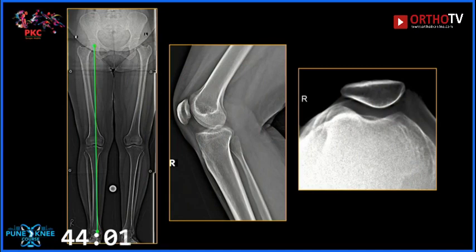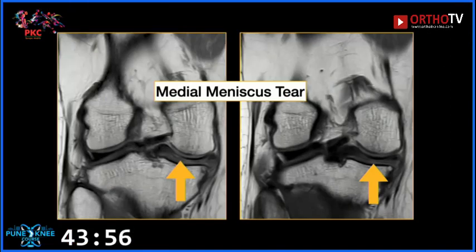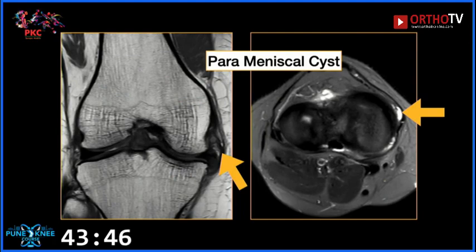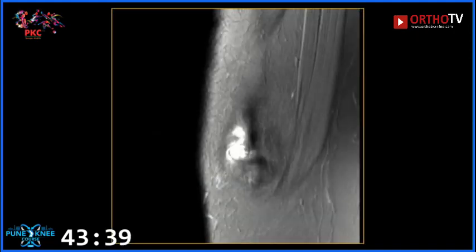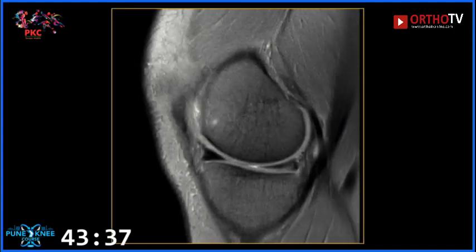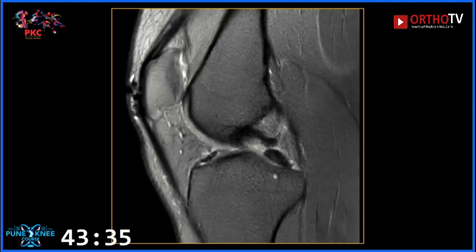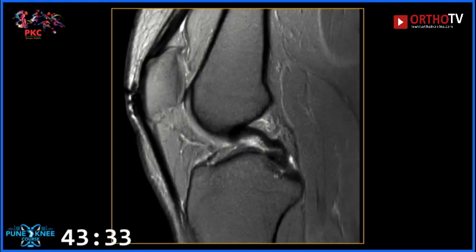That's the long leg film, which reveals the mechanical axis line passing just medial to the medial tibial spine, so not much of varus there. However, there is a medial meniscus tear which is extending from the posterior to the mid thirds of the medial meniscus. And there is an associated parameniscal cyst, so this looks more like a horizontal meniscus tear along with the parameniscal cyst. That's the sagittal PD fat sat section showing the parameniscal cyst and the horizontal meniscus tear.